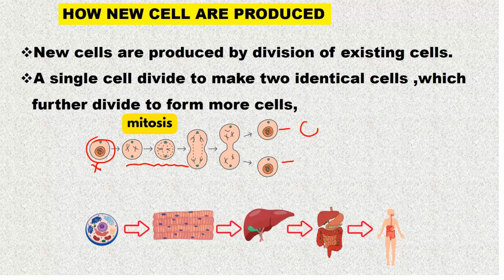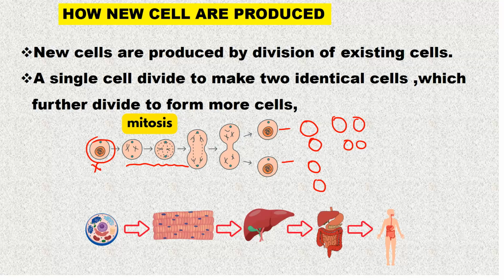Now, these two cells can further divide and, of course, form about four cells. These can divide and form more. So that is how the multiplication goes. So cells that are produced by this process are identical, which means what they contain is identical. In other words, they are genetically identical.